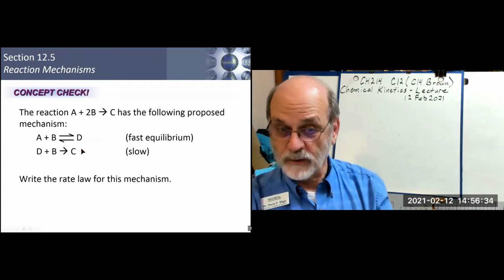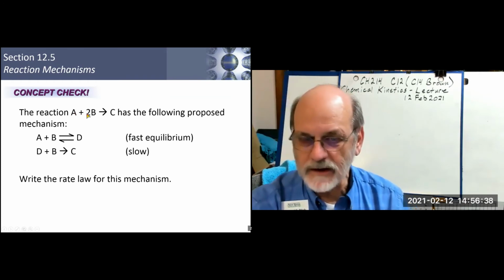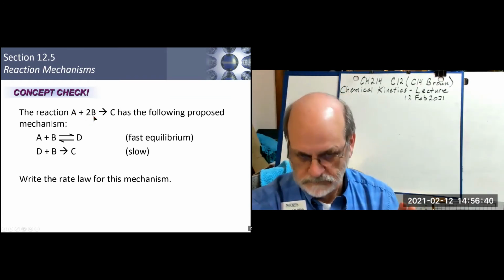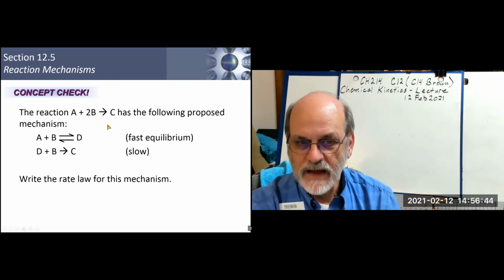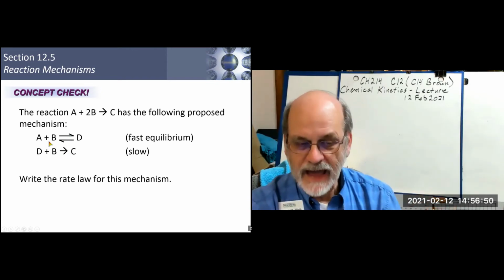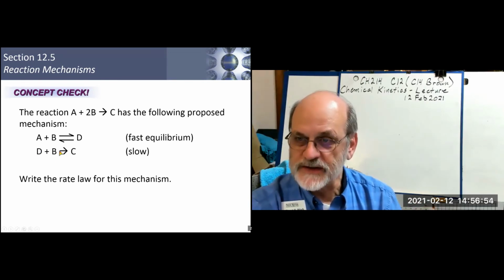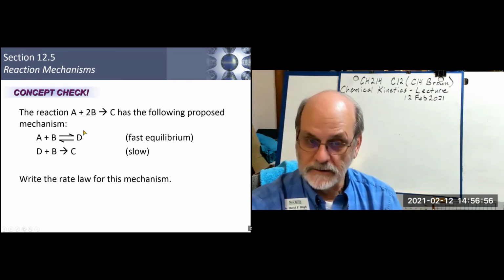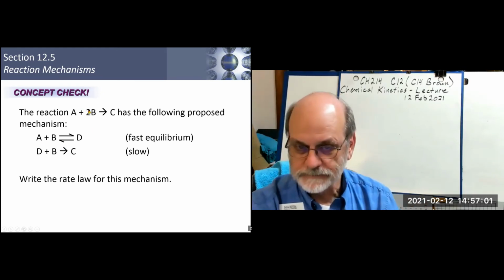Okay, for this example, we have this bimolecular reaction, and this is the overall balanced equation. And this is the proposed mechanism. This is fast, and this is slow. A plus B produces an intermediate D that is used up in the second step. So that's good. The D doesn't appear in the overall, and if we add the steps together, we get that reaction.